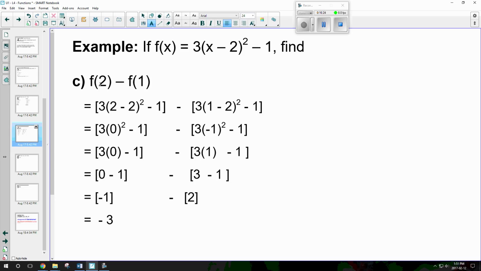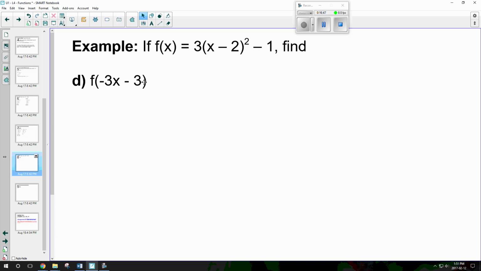So when we do f at 2 minus f at 1, we get the f value of negative 3. And again, let's box our final answer here. Let's take a look at the next example.